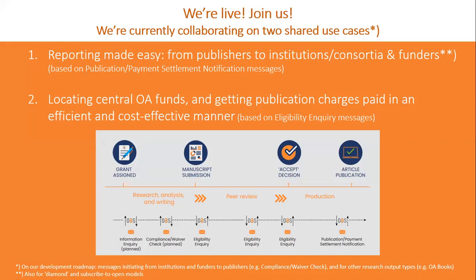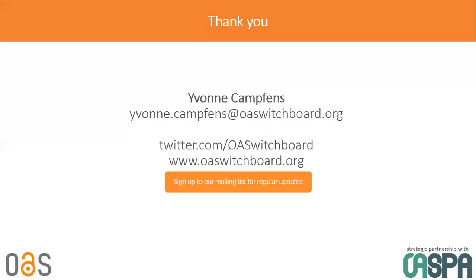The second use case we're collectively working on is locating central OA funds and getting publication charges paid in an efficient and cost-effective manner. And this is based on the eligibility inquiry messages. And as I mentioned, those two are live and operational.